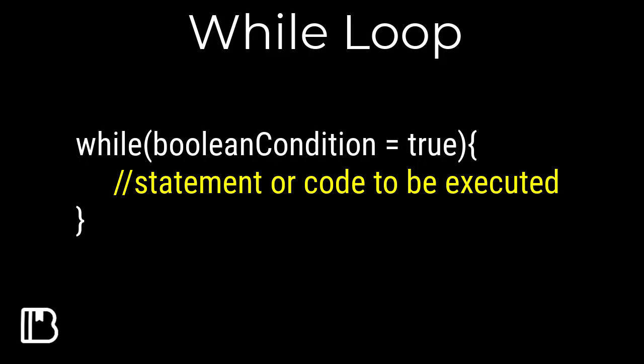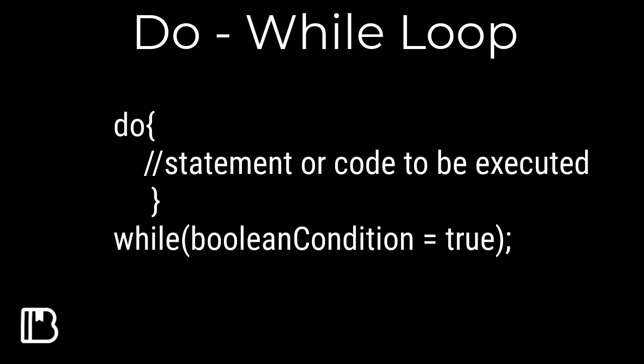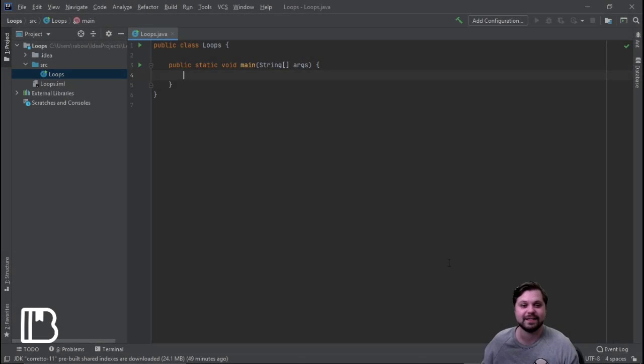While that condition is true, the statement within the block will be executed. The last loop simply adds to the while loop. The do while loop ensures that something is done so long as a condition is met. Its only real difference from the while loop is that the code in the block will be run at least one time. Alright, let's take a look at first a for loop.